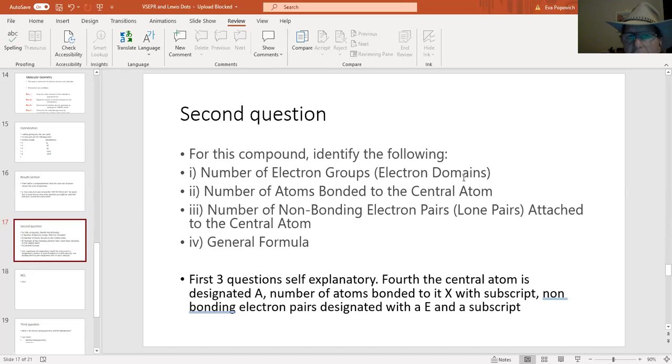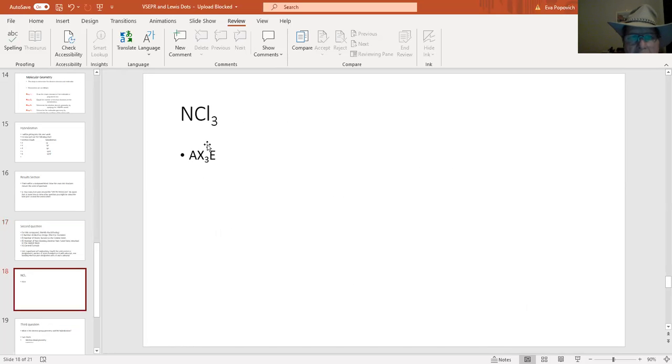Questions about the second question here? Again, if I have NCl3, NCl3 has 1 lone pair around the nitrogen. So the general formula would be AX3E.